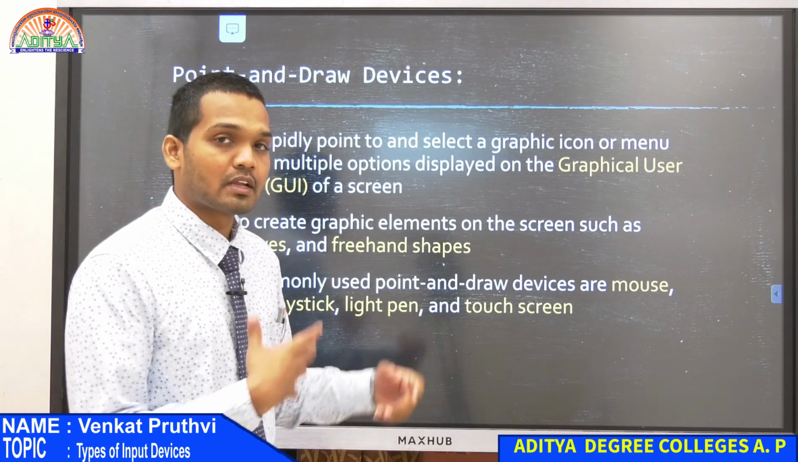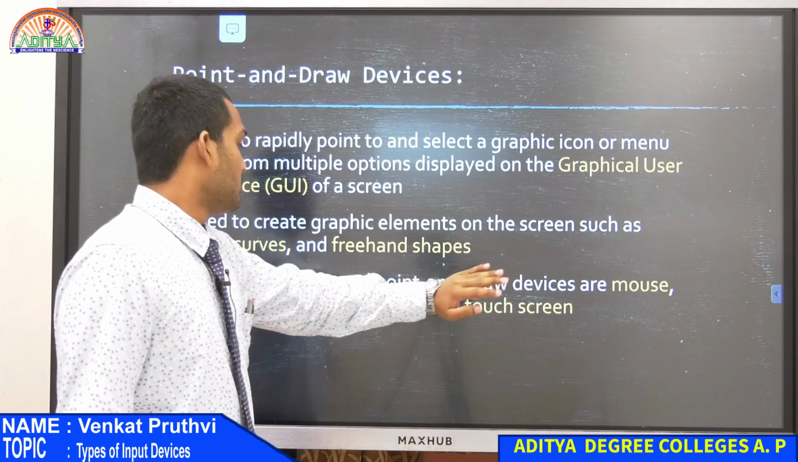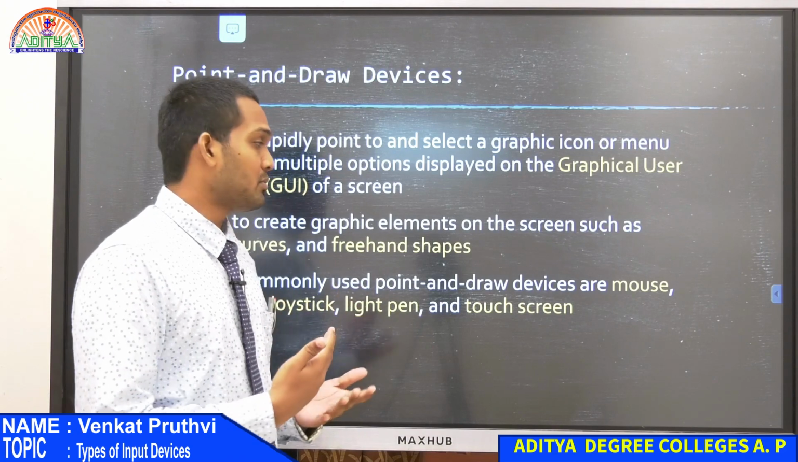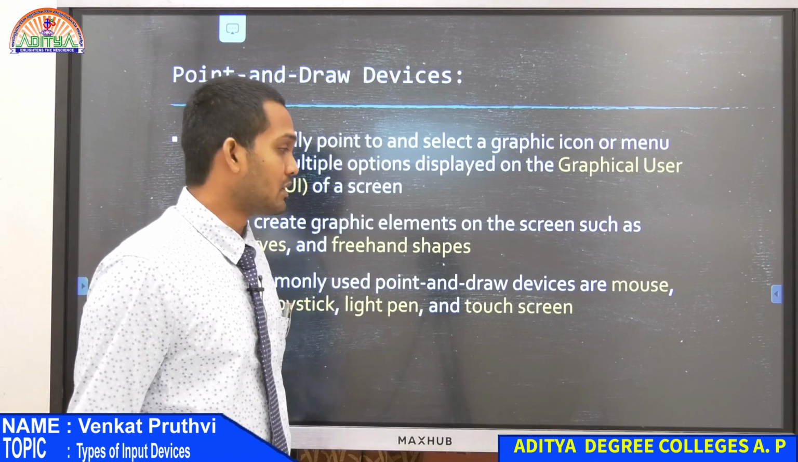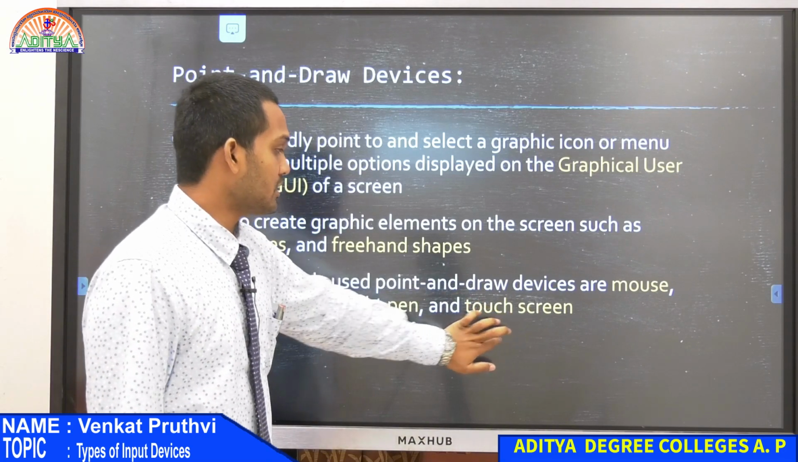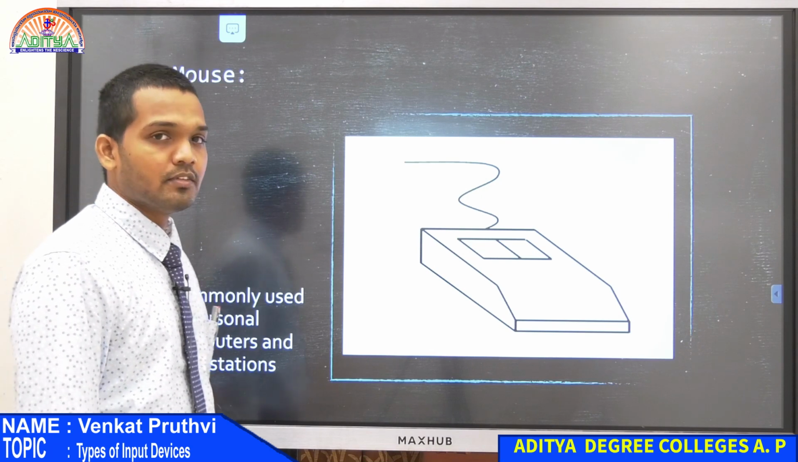Light pen, I will show you the technology, what it is, how it is used. And touch screens. Mouse, touch screen, joystick, I need not explain because you people are even more advanced than me in these technologies. But we will discuss each and every technology that is here. Okay. And then first we look at a mouse.